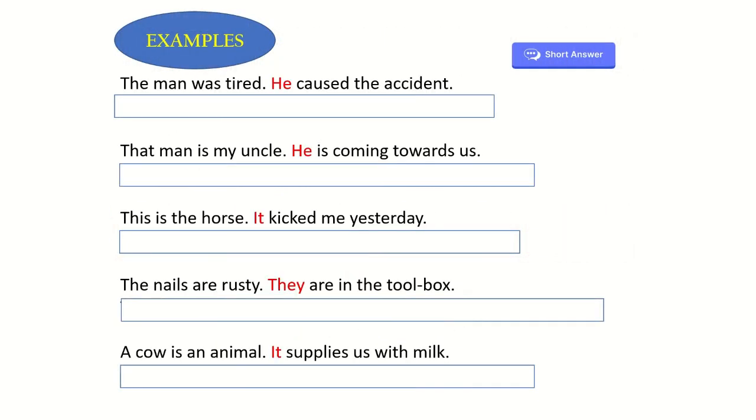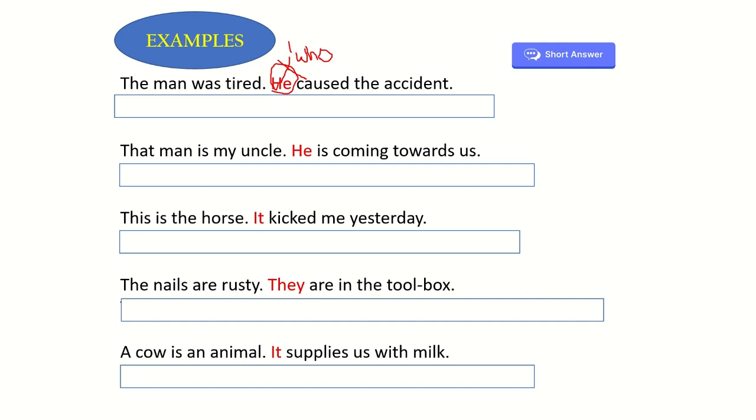Okay, let's practice now. The man was tired. He caused the accident. My task is to combine these two sentences together in one sentence using a relative pronoun. So I know that the man, and I repeated the man here, and this is the main clause, this is the second clause. So instead of repeating the man, I used he. So now he, I can remove he, replace it with who, because I know that I use who for people. So this is step one.